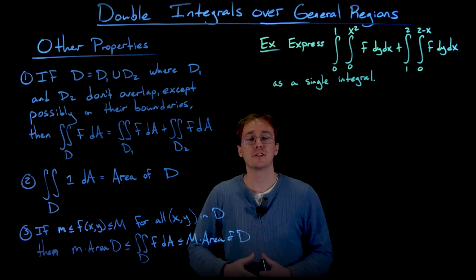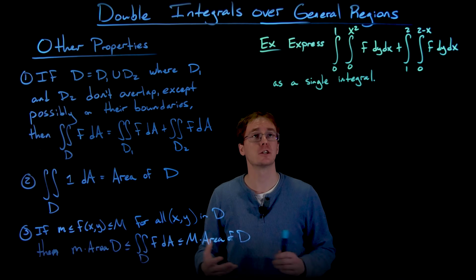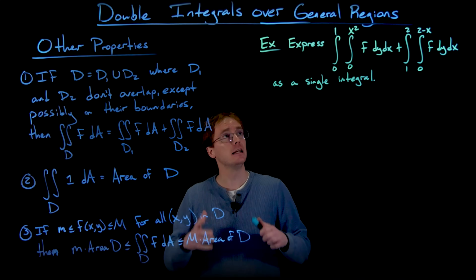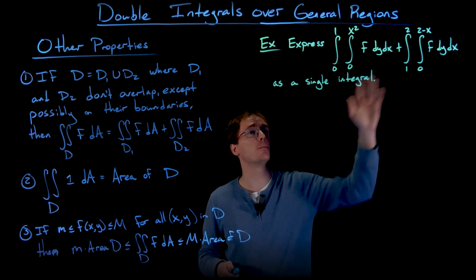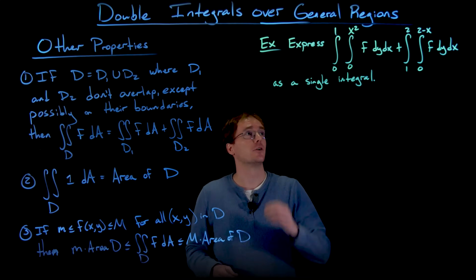Alright, so I'm going to do one last example in this video that illustrates how we can use this first algebraic property for double integrals over general regions. In this example, we want to express the sum of these two double integrals as a single double integral. And so how are we going to do this?